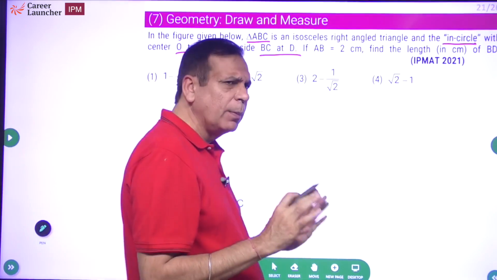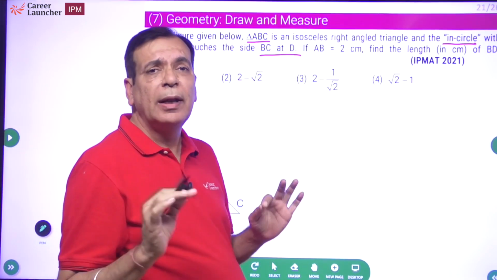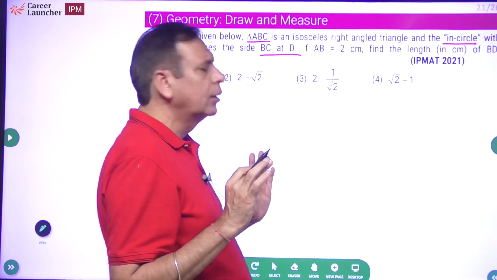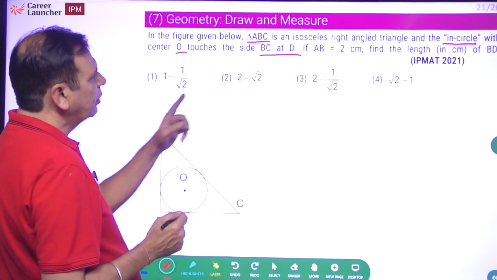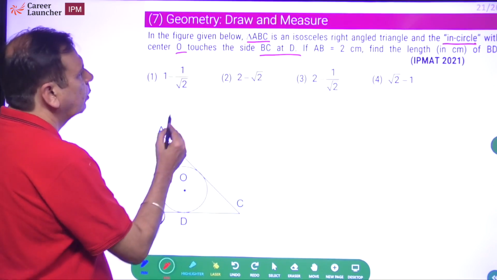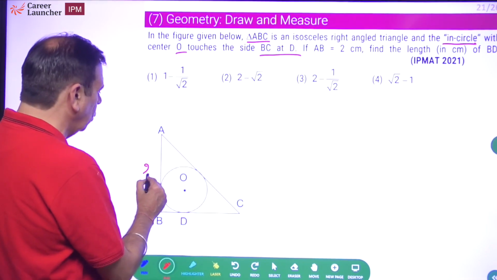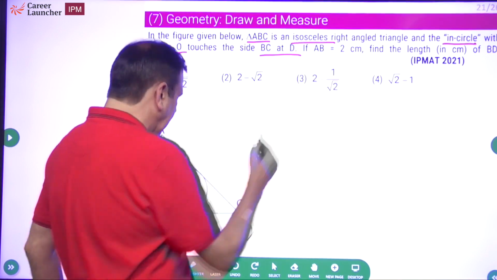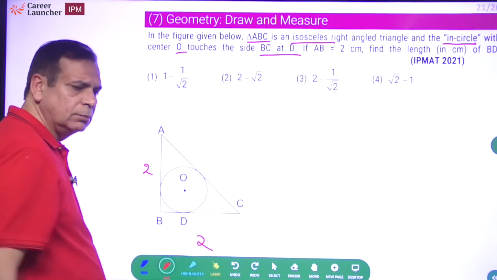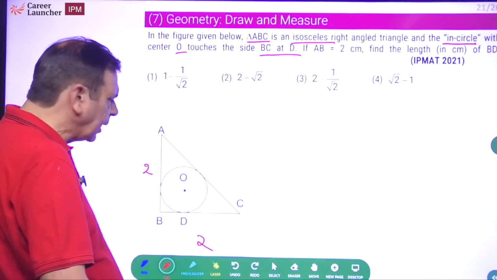What you always need to remember is your figure should be to scale. If you have drawn the figure correctly, you will get the answer from the figure itself. It says AB has to be 2. So as per the question, AB is 2 and this is an isosceles right angle triangle, so BC should also be 2. Okay, check kar lete hain, is the figure correct or not?